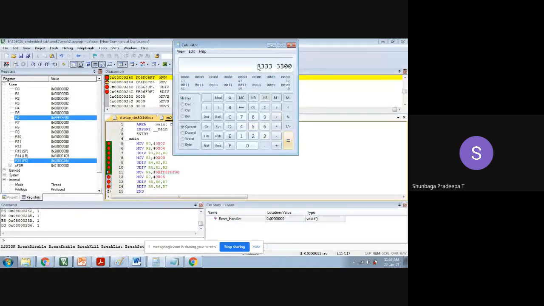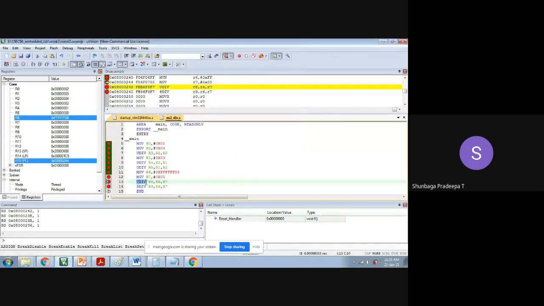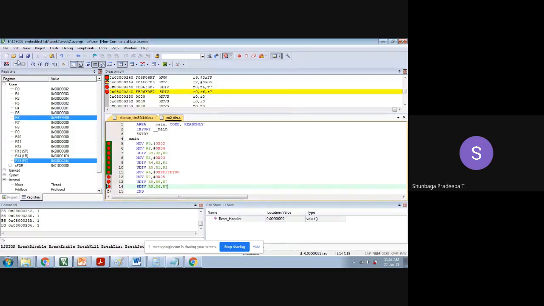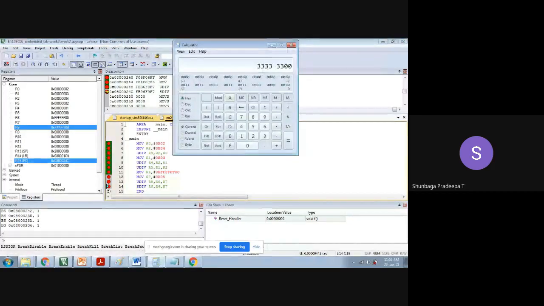What happens? Your quotient is 33333300 in hexadecimal. If it is an unsigned number, the MSB is taken as a digit for counting. So when we run this, R6 is loaded with FFFFFF00, R7 is loaded with 5, and R8 is loaded with the quotient 33333300, in the case of an unsigned number.